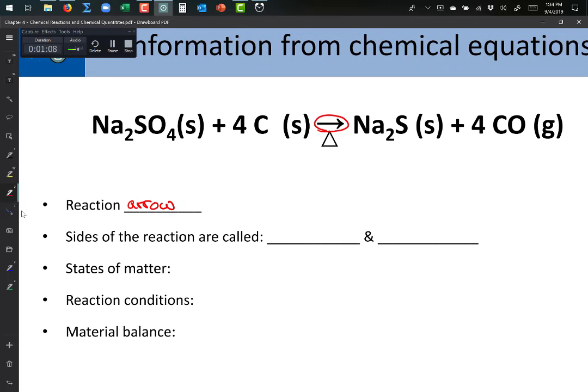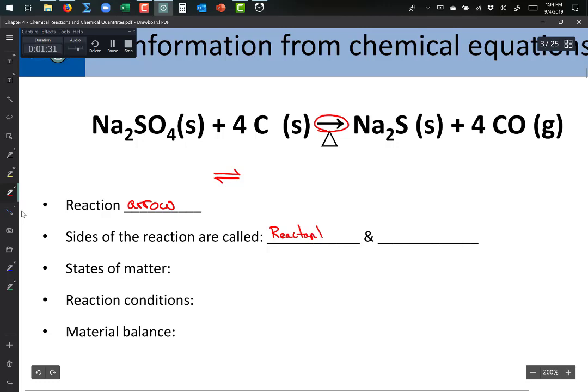But there are different ways the arrow is drawn. It doesn't really mean anything different for what we're doing this chapter. Sometimes you'll see an arrow drawn like this, right? That means it's what's called an equilibrium reaction, but really it's still a reaction arrow. It separates the sides of the reaction. The left side is called the reactants. The right side is called the products.